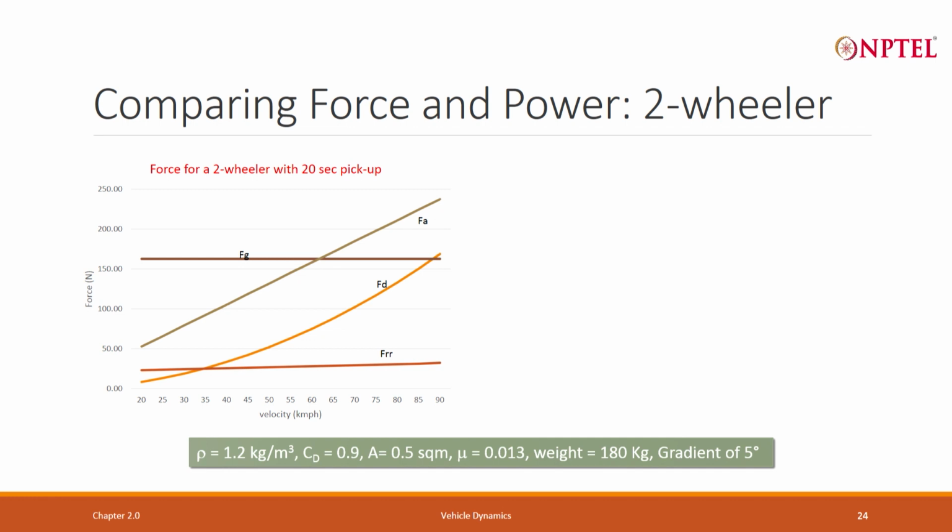Up to 50-60 kilometers per hour, it is still low. At 60 kilometers, this may be 60 to 70 newtons. But as it goes to higher velocity like 80 or 90 kilometers, the force required due to drag increases significantly, and we will see the implication of that. When we go forward, we will see that the drag force will dominate at higher velocity.